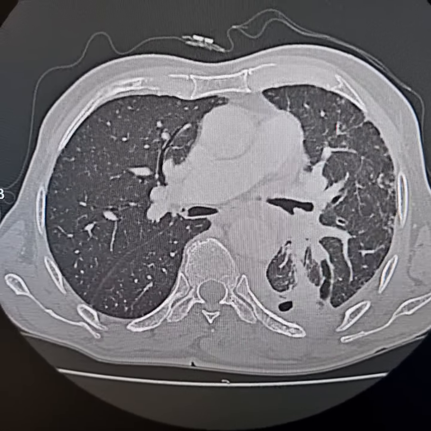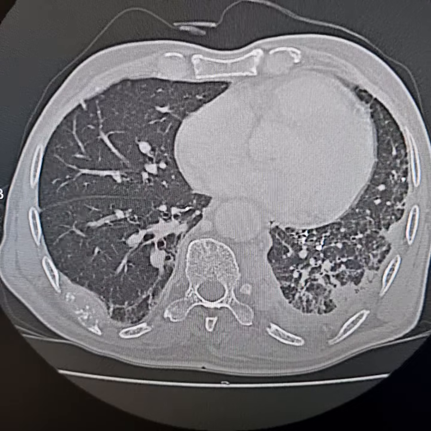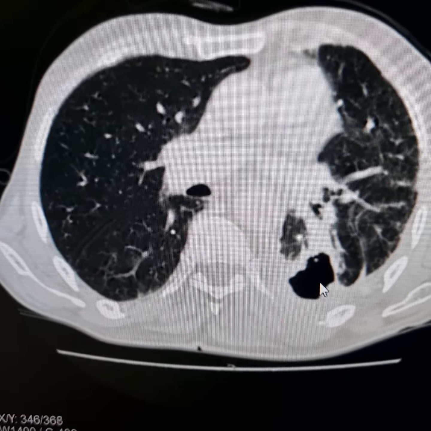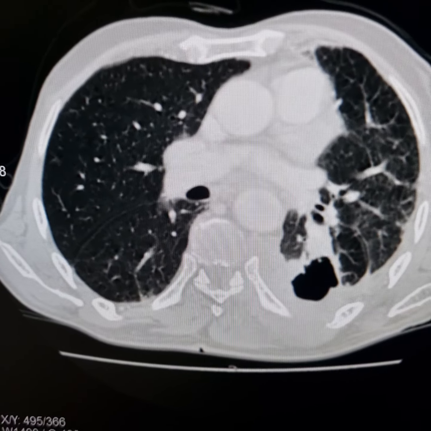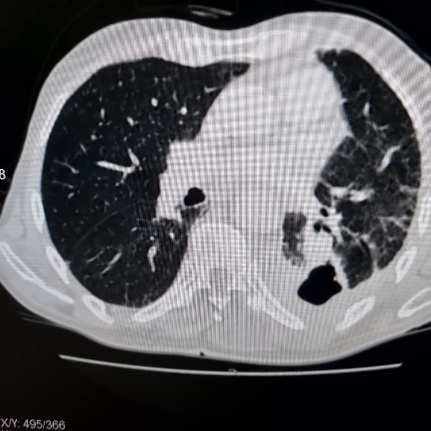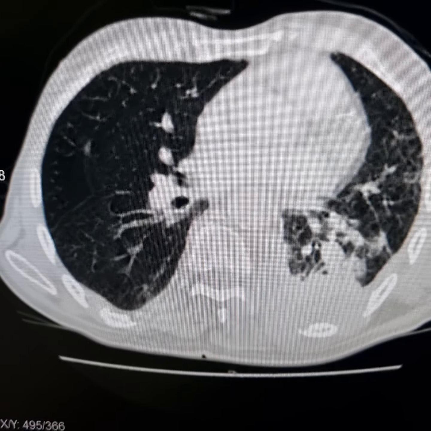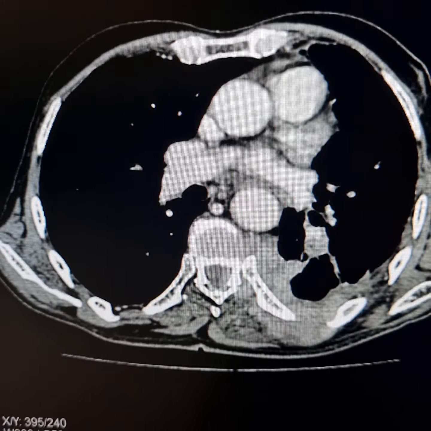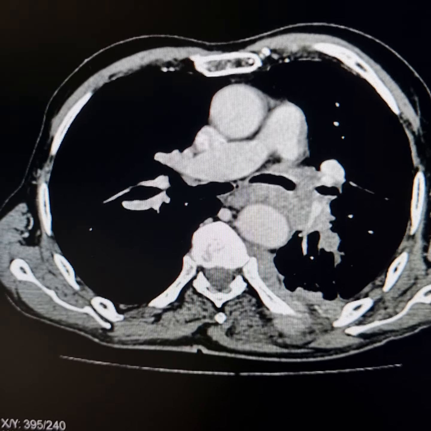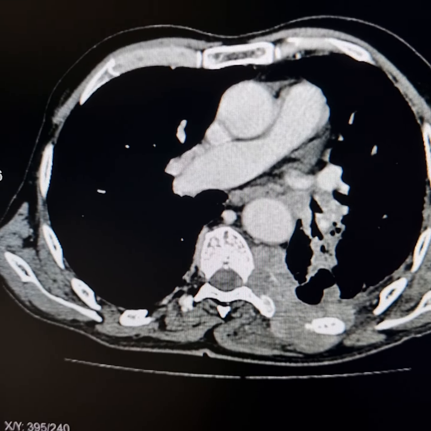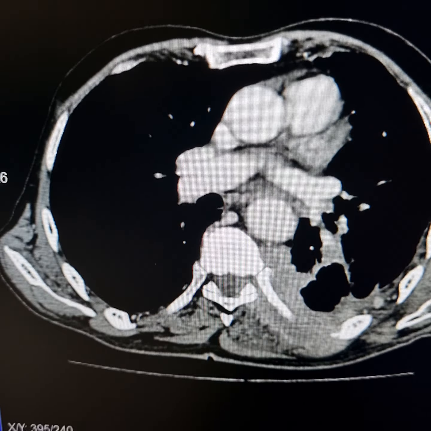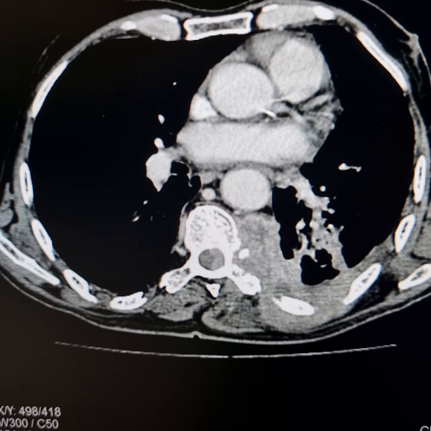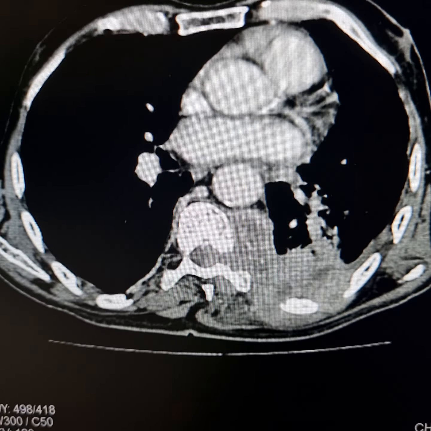Now I will show you his mediastinal window. This is a cavity in the lesion which has involved the apical and posterior basal segments of the left lower lobe. Now this is the mediastinal window. Please observe this mass which has involved the posterior part of the apical and posterior basal segments of the left lower lobe. This shows extrathoracic extension through the intercostal spaces.